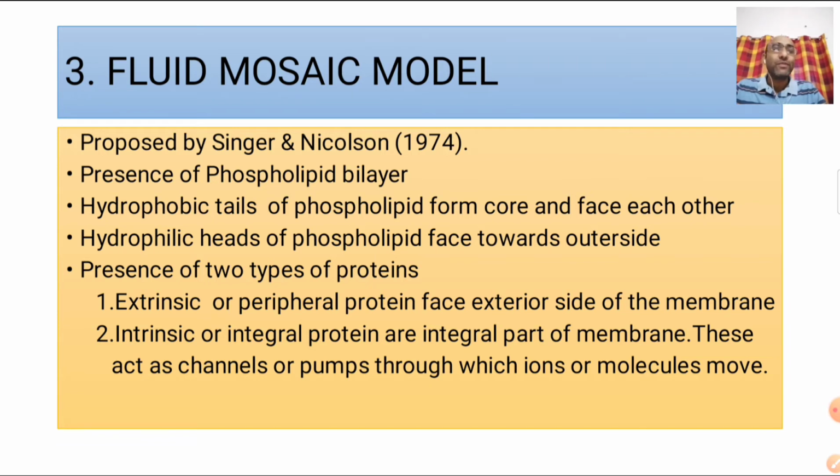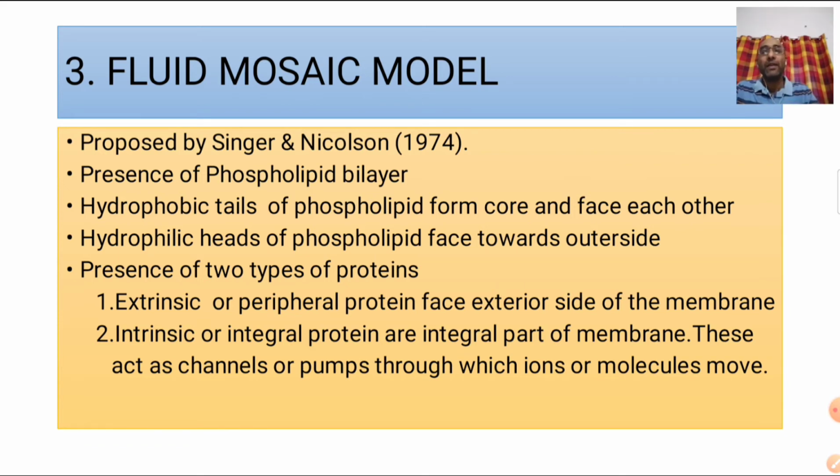There are two types of proteins: the extrinsic or peripheral proteins that face the exterior side of the membrane, and the intrinsic or integral proteins that are an integral part of the membrane. These act as channels or pumps through which ions or molecules move. Remember it. The other models did not describe the position of proteins like this. They proposed an outer layer of proteins and a middle layer of lipid, as far as the first model is concerned.